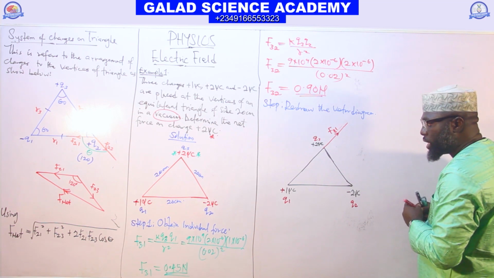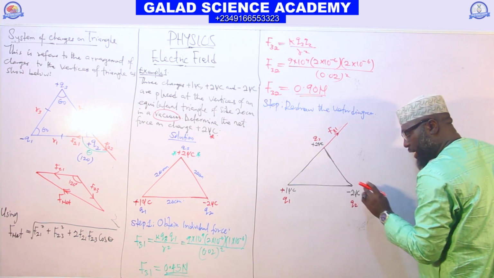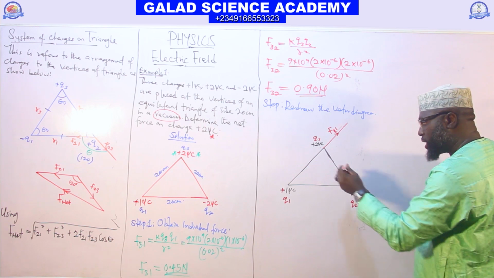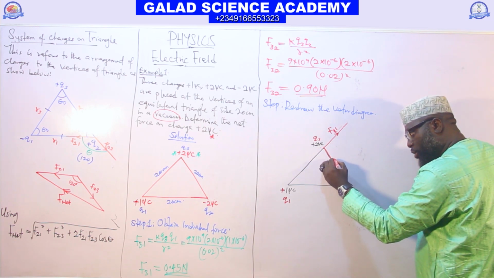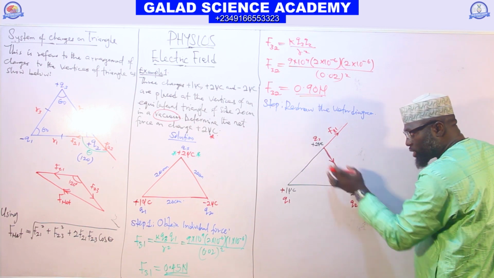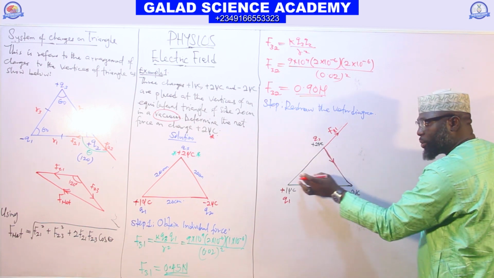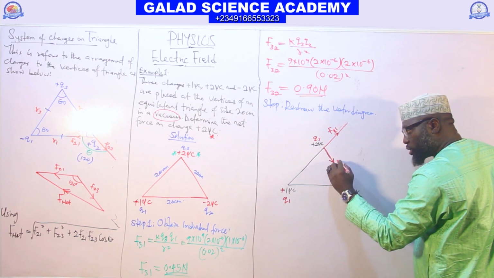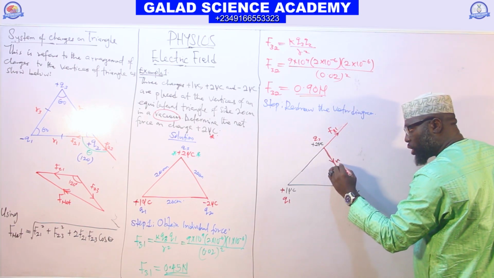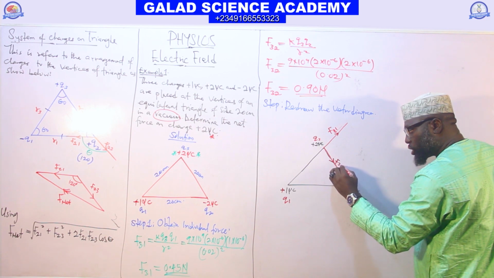Between this positive and negative, what will happen to it? It will come down like this. Why come down? It will attract. But here it will repel. That's how you go like this. So this force will be the force of 3 into 2.